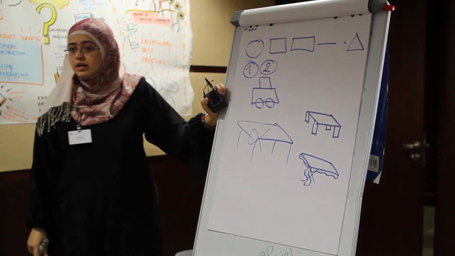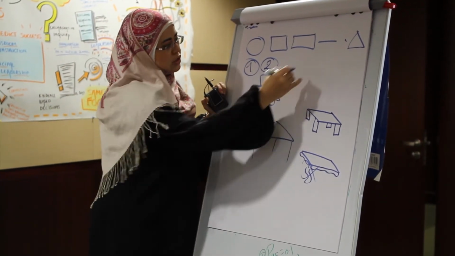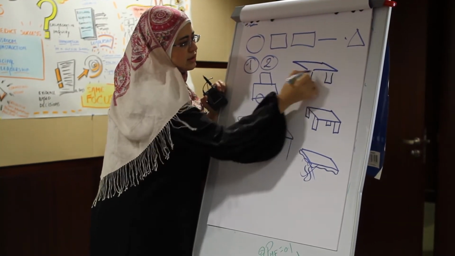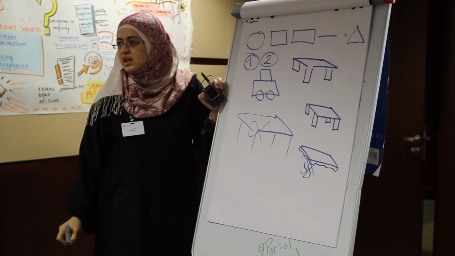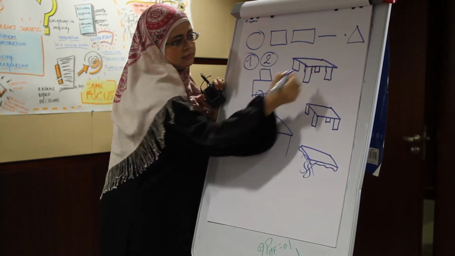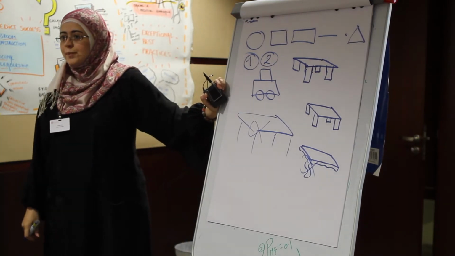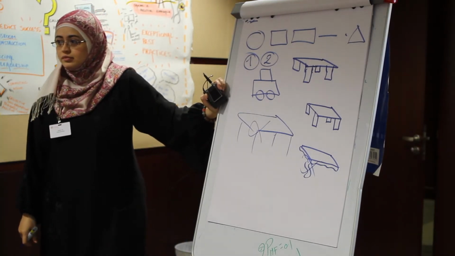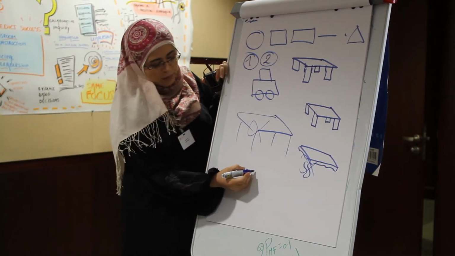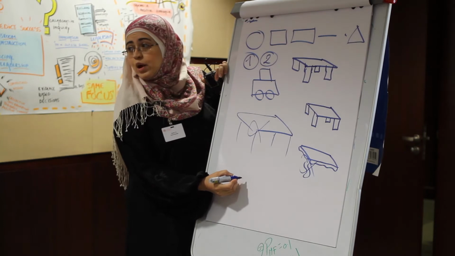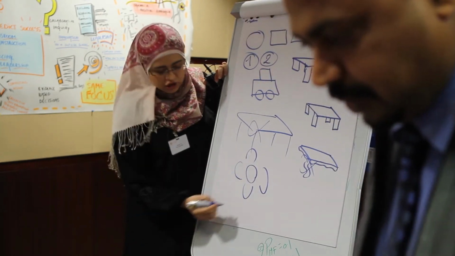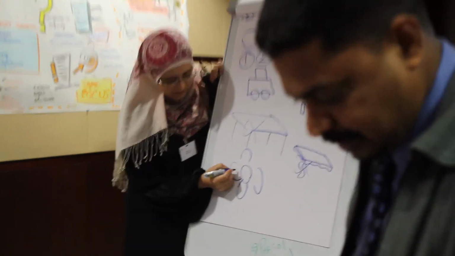The third rule, it should be closed. So if I'm going to draw a table, I cannot draw it like this. It should be a closed shape. Okay? Can you say the last one again, please? It should be closed. So, for example, if I'm going to draw a flower, I cannot draw it like this. The shape should be closed.